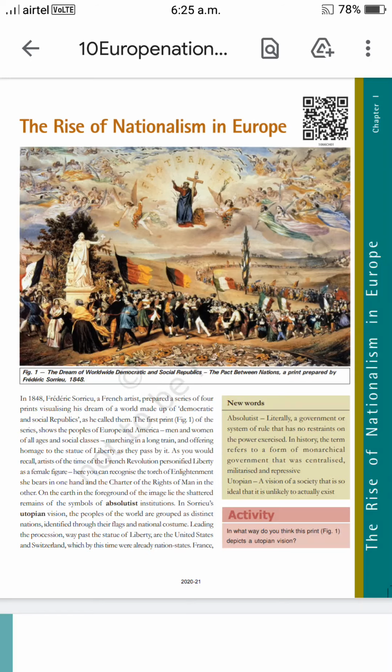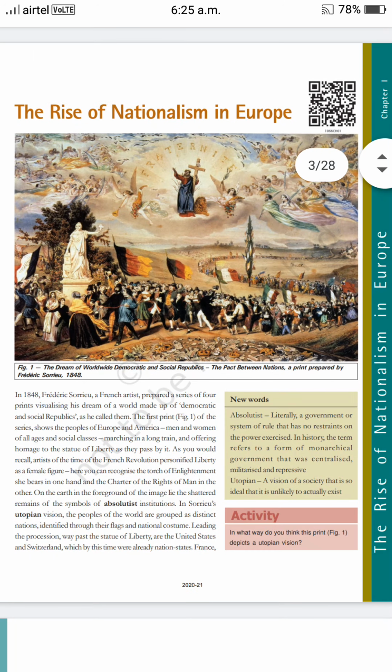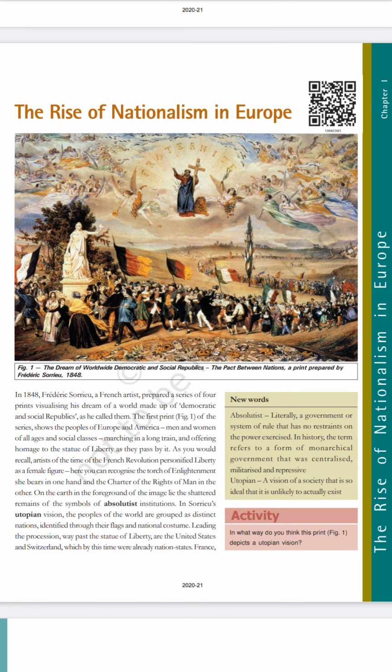You can see the title of our chapter: the rise of nationalism in Europe. That means in this chapter we will discuss the emergence and formation of nationalism and the end result, the nation states, in the European continent from the 18th century onwards. That is the main theme of this chapter.